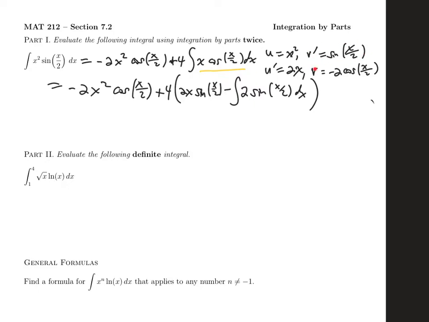When I went from this line to this line up here, I said the antiderivative of sine of x over 2 was negative 2 cosine x over 2. So the same thing's going to happen here. I just have an extra factor of 2 out there. So now I'm ready to write the whole thing down. So this is negative 2x squared cosine x over 2 plus 4 times that quantity. So I'm going to distribute that 4 through. 4 times 2x will be 8x sine of x over 2.